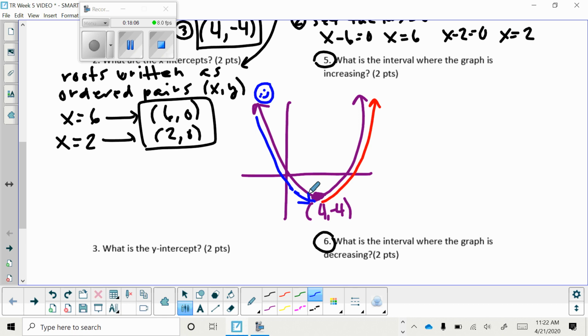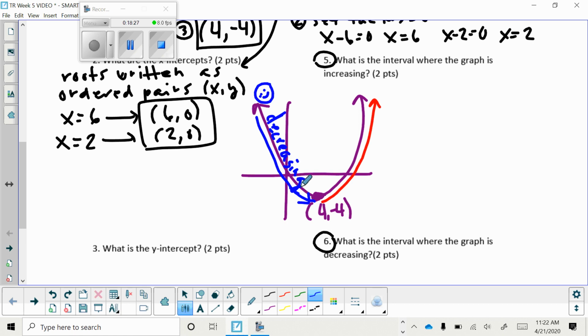So this right here, this part of the graph is what we call decreasing. The y values are decreasing. X is not decreasing, right? When you go left to right on the graph, X is getting bigger. When we want to know where the graph is increasing or decreasing, we're talking about the y values. What are the y's doing?